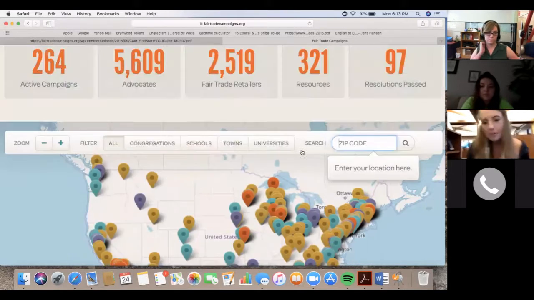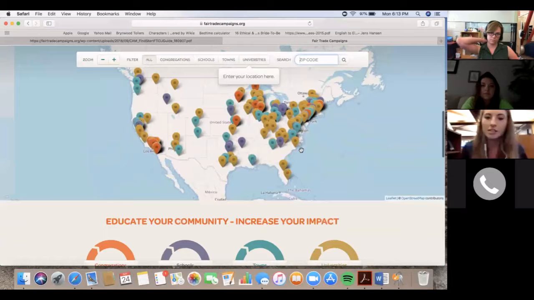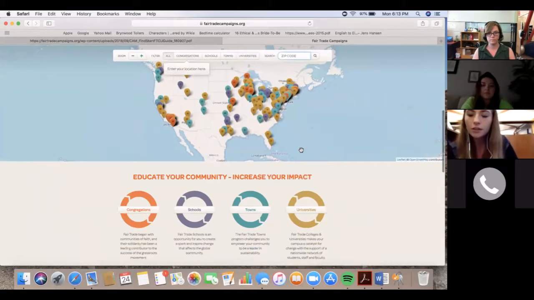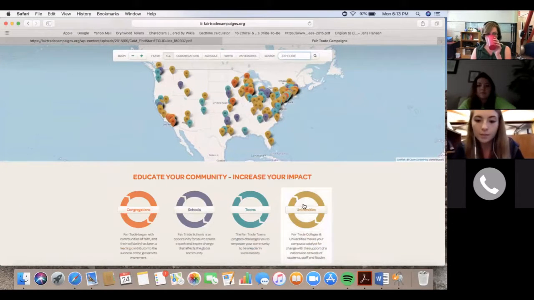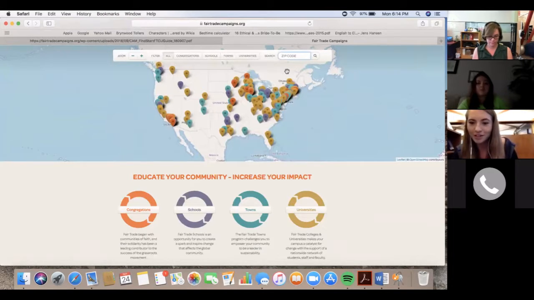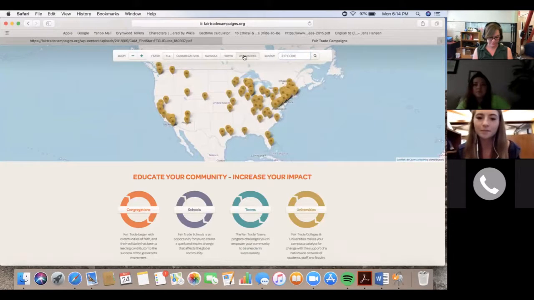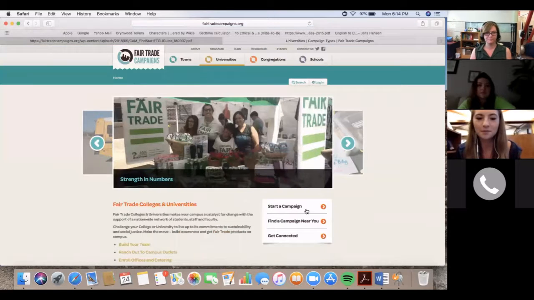So you have your congregations, schools, towns, and universities. Universities are in yellow. You can also search by zip code. So if you know the zip, or if you just want to search via the name, you can click on universities. If Aaliyah wants to click on the little circle, you can also click there and do some search engines as well. Mm-hmm. Very simple, very easy to use tool.